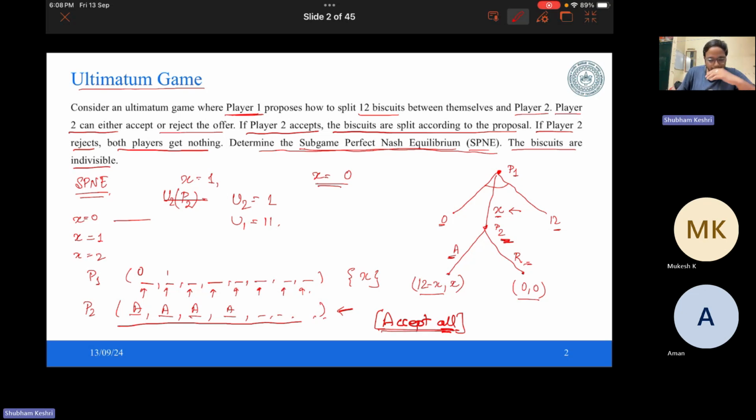But player 2 can have other strategies as well. Player 2 can accept when x is positive, and reject when x is equal to 0. In such situations, the utility of player 1 will become 0, because player 2 is rejecting for the value of x equal to 0. So there is a threat to the utility of player 1 that if player 2 rejects, my utility will go from 12 to 0. Therefore, he will not play 0.